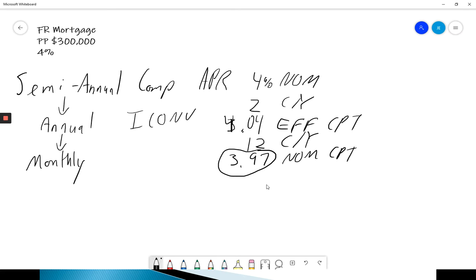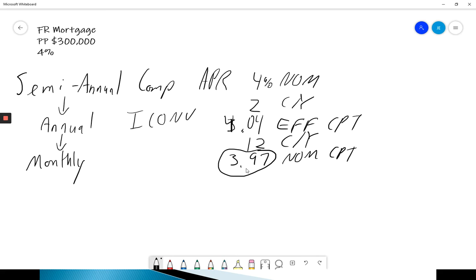Now, the calculator actually stores that to numerous decimal points. So what you don't want to do is write down 3.97 and then plug it into your calculator again. What you want to do is hit clear once, just once, then divide by 12 on your calculator and press IY. So that becomes your new IY.